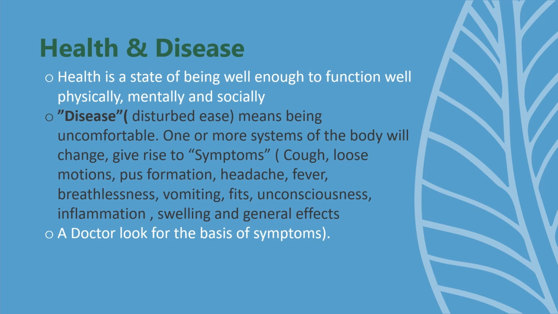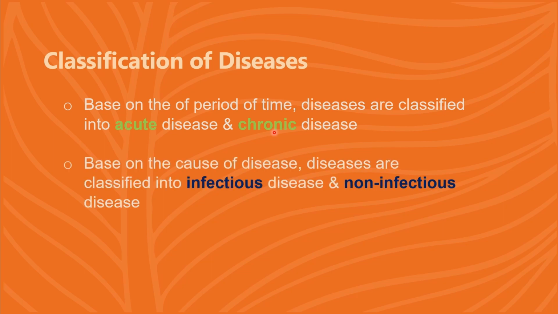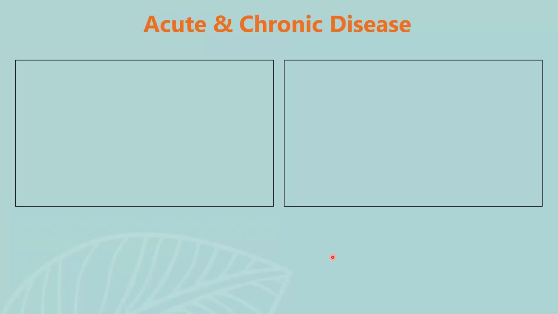Now let's discuss the classification of disease on the basis of different criteria. Based on the period of time, diseases are classified into acute and chronic disease. That is one type of classification. Secondly, based on the cause of disease, what agent caused the disease, they are classified into infectious and non-infectious disease. So first let's start with acute and chronic disease. Let's discuss the major differences between acute and chronic disease.